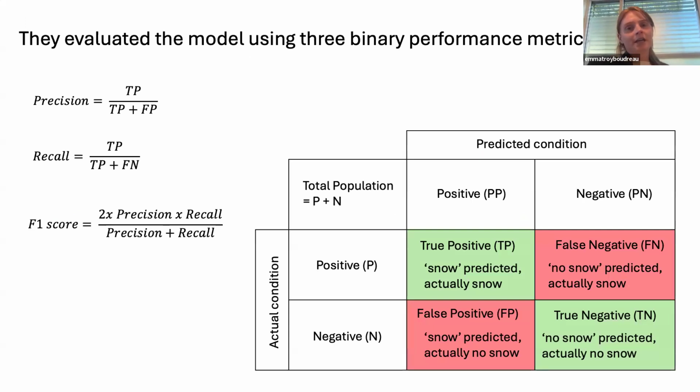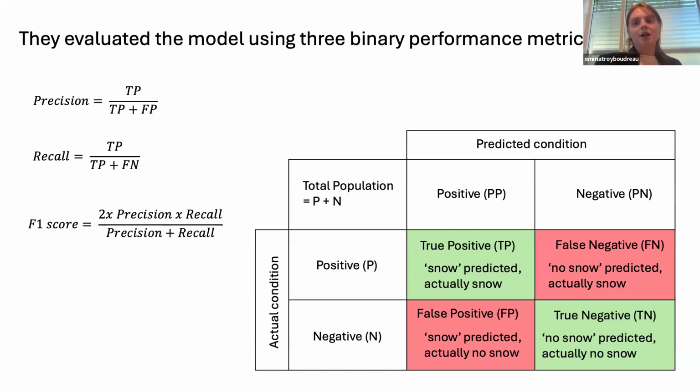And in this work, Yang et al. used 3 binary performance metrics to evaluate their model. I'll just briefly go over them, but I'll also use them further in my work. So we have precision, which is used to measure commission in a model. So is your model overestimating snow? Usually lower precision means a higher commission. So in that case, your model would be over predicting snow.